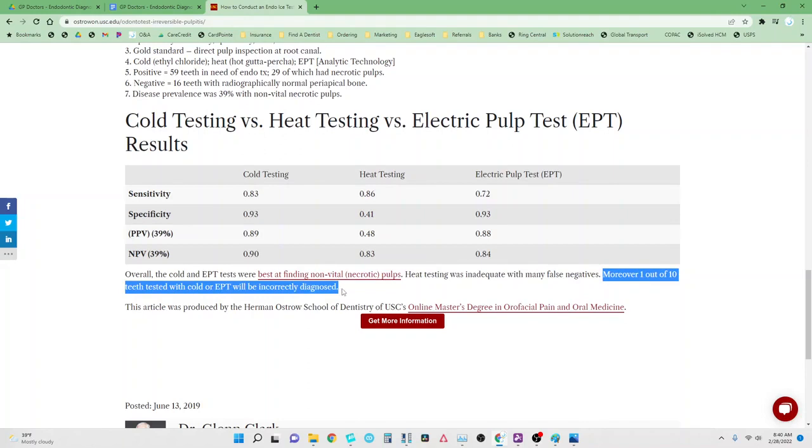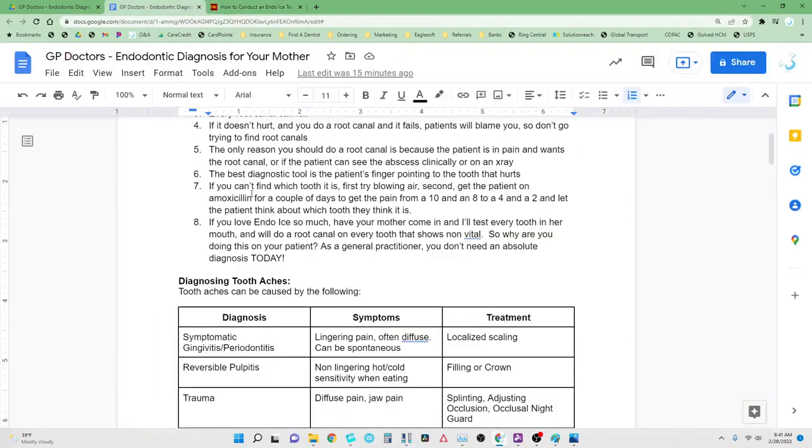I think that's the concept that you get when you think about bringing your mother in to have her tooth tested with endo ice. You are not absolutely in love with that idea because you know that there's going to be a tooth or two in her head. She's got 28 teeth in her head. I bet you there's 2 or 3 that will test as non-vital. So the use of endo ice is super contraindicated in the general practice.